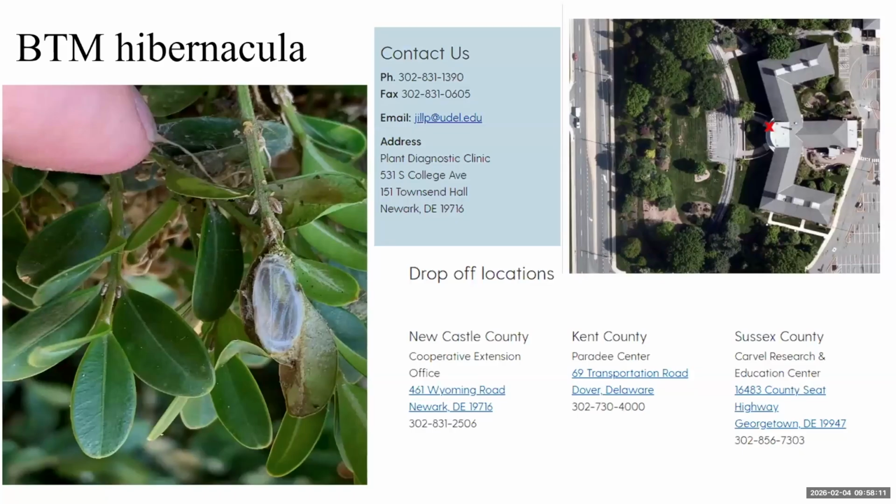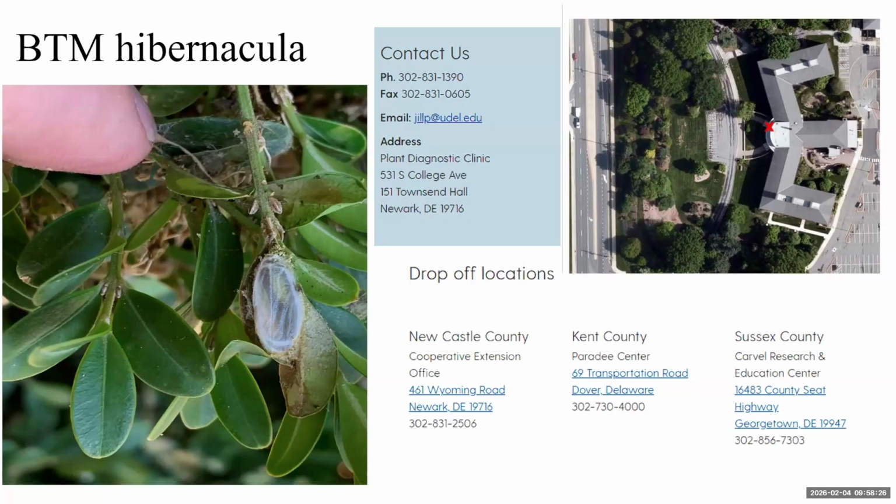This is what the hibernacula looks like. It's almost like a window to the world that the caterpillar uses. It pulls the leaves to surround it so it's protected. And this is water resistant. Water doesn't penetrate through that very well.